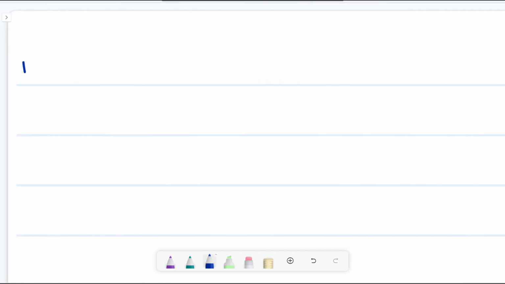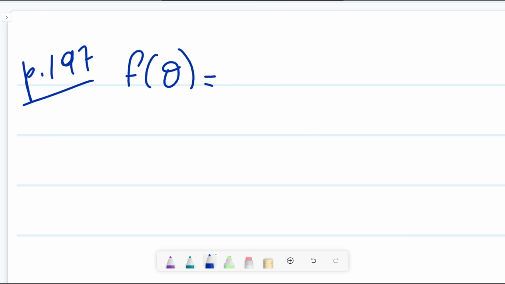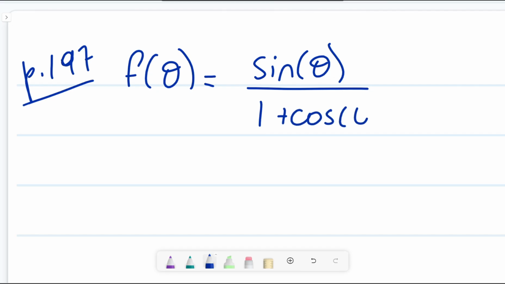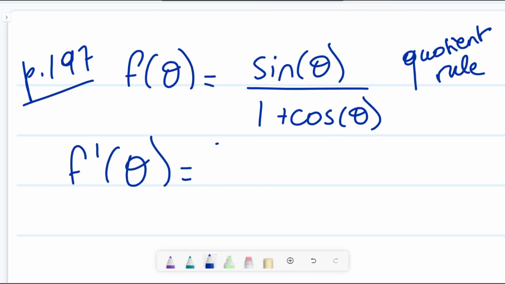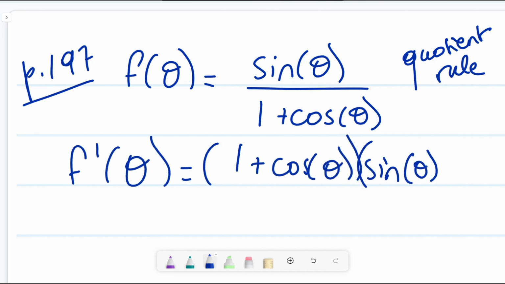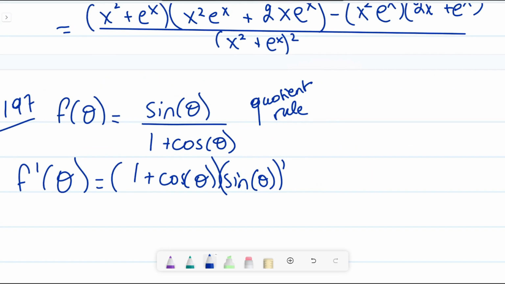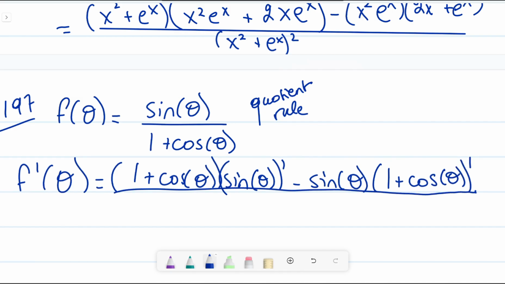Now let's look at a few more examples, this time from page 197 from the book. So f of theta equals sine of theta divided by 1 plus cos of theta. Again, we have a division, so we can use the quotient rule. To find the derivative: the denominator times the derivative of the numerator minus the numerator times the derivative of the denominator, all of this divided by the denominator squared.